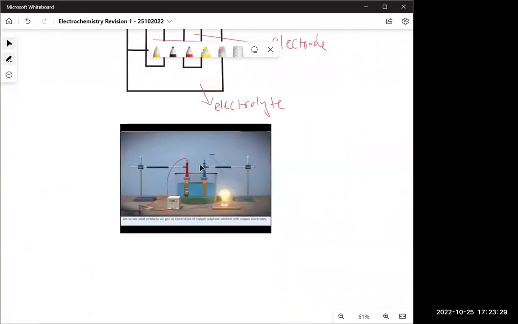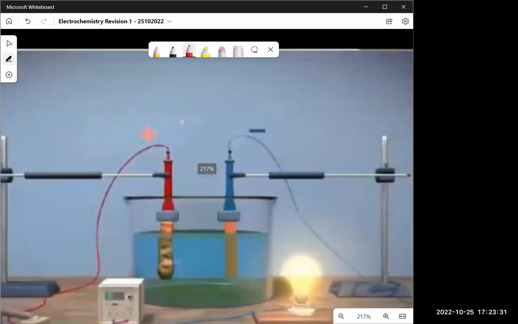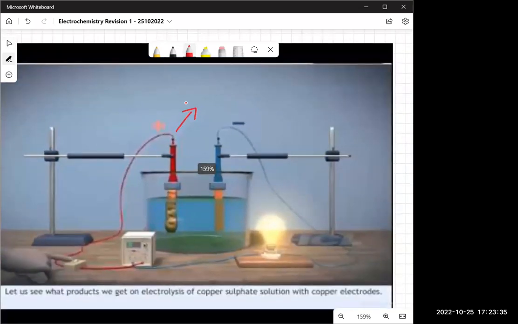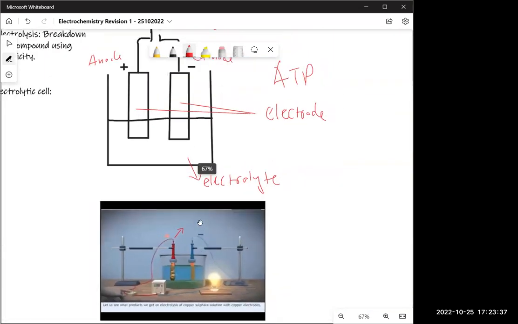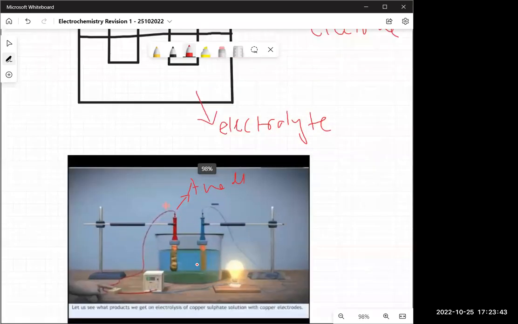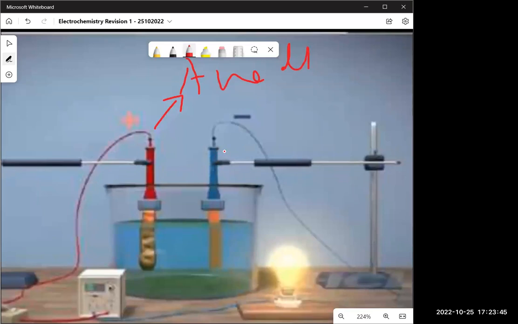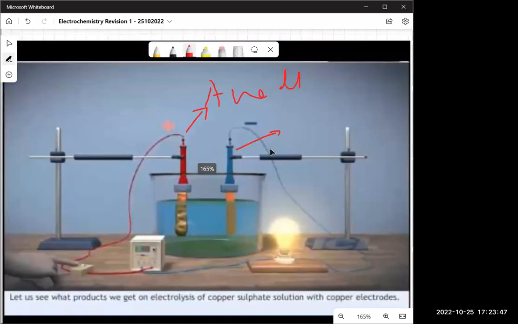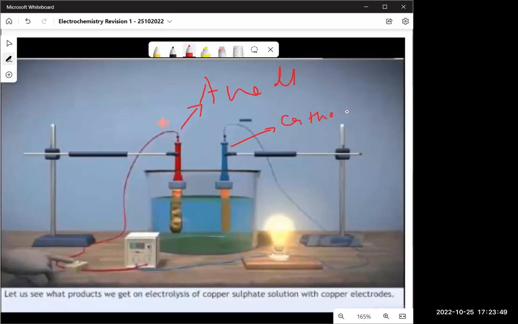Based on this, since I've already told you, can you tell me what is the name of the positive electrode? Anode. And Najla, can you tell me what is the name of the negative electrode? Cathode. Perfect. Now we have these two things.